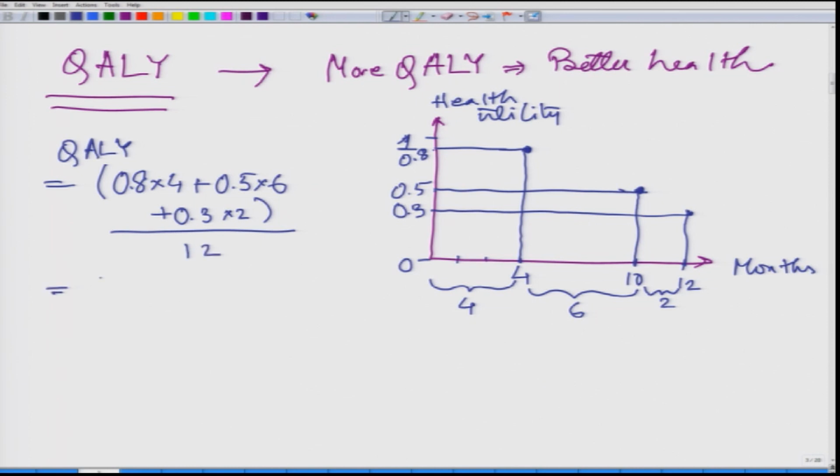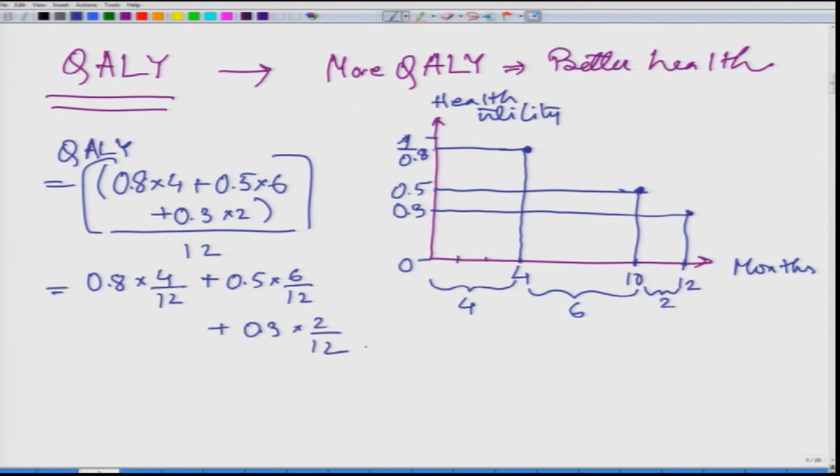Otherwise, this is the total and I took the average of this total, right? Or if you feel you will write it like that, then 0.8 into 4 by 12, the proportion of the year, right? 0.5 into 6 by 12 plus 0.3 into 2 by 12, whichever form you feel is good. Then you can estimate 3.2 plus 3, 6.2 plus 0.6, 6.8 by 12 is the total QUALY, right?